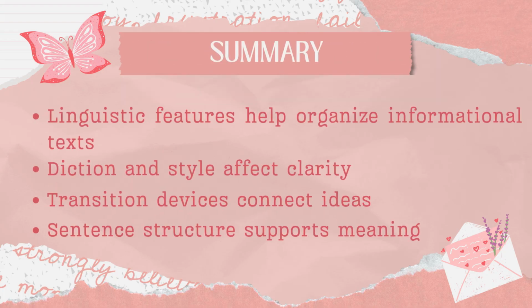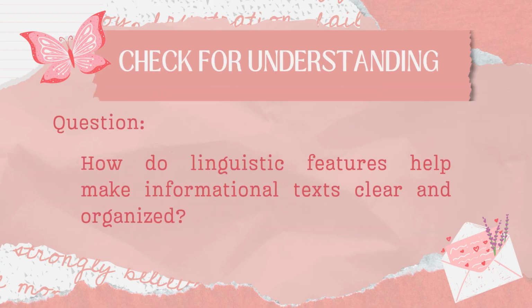To sum up everything, linguistic features help organize informational text. Diction and style affect clarity, transition devices connect ideas, and sentence structure supports meaning. Let us remember that good writing is not only about ideas, but also about how those ideas are expressed and organized. I also have one question: how do linguistic features help make informational text clear and organized?